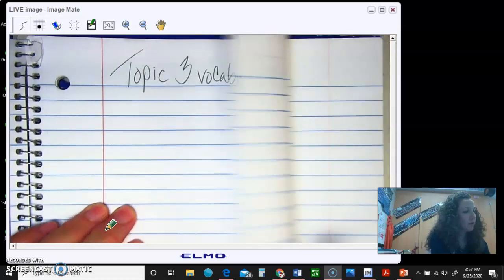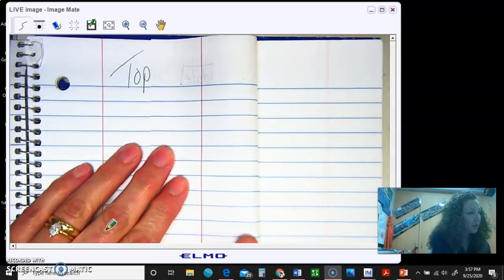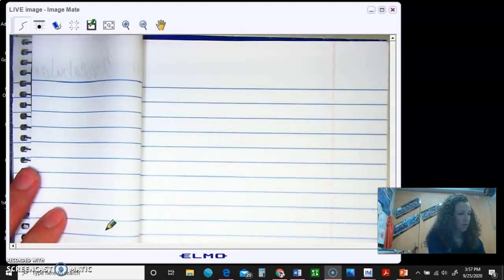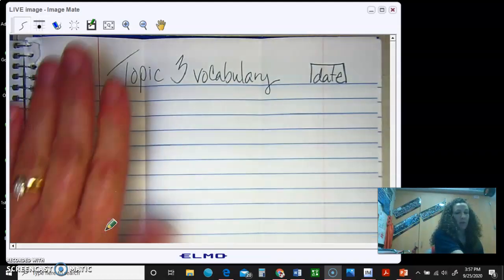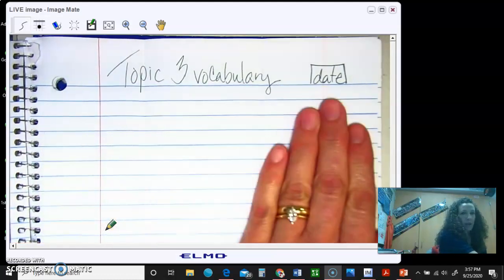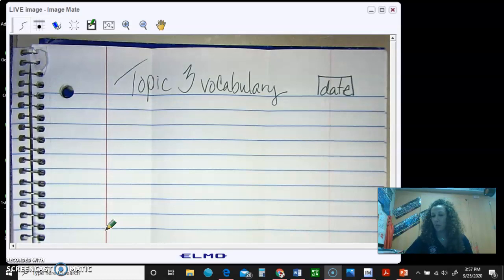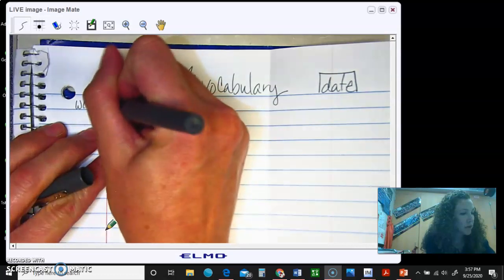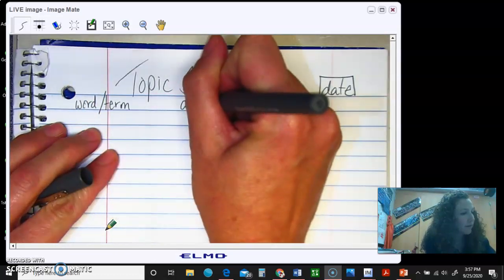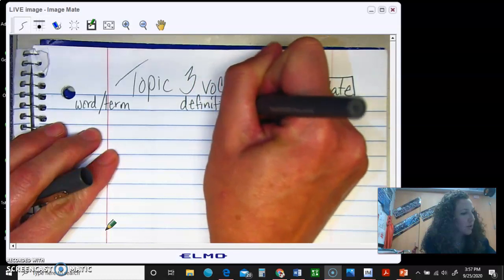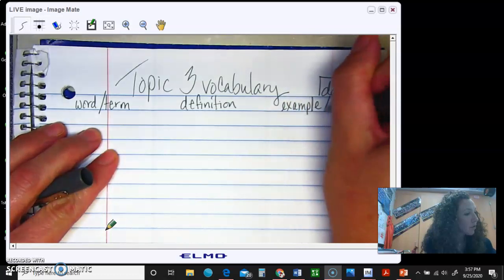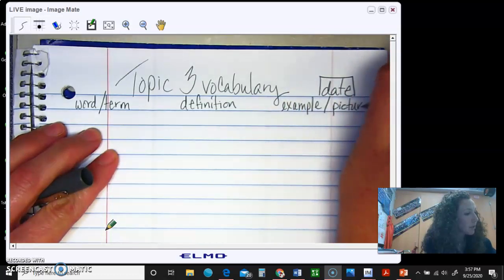So we are going to fold it right about there, and right about there. So we have 3 columns. We will have our word, our definition, and our example, okay? That's the whole purpose of 3-column notes. So I'll just put word/term. And then we have definition in our second column. And then our third column is example or some sort of picture or diagram to help us remember what it is.